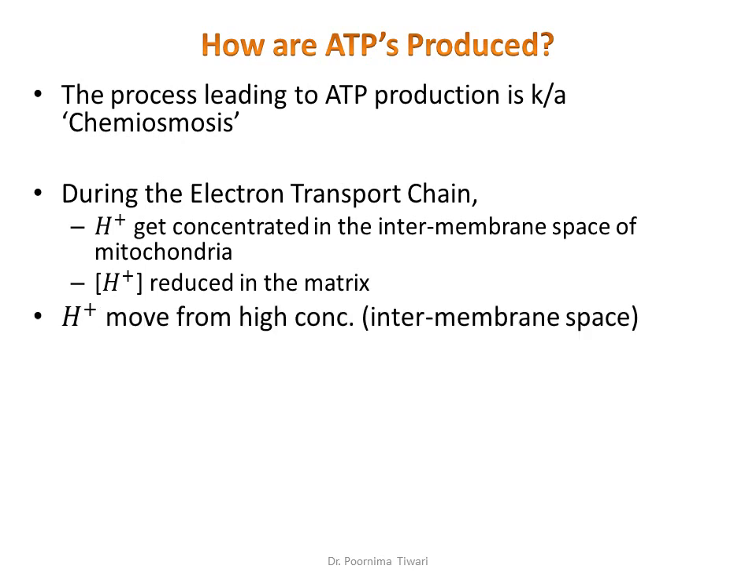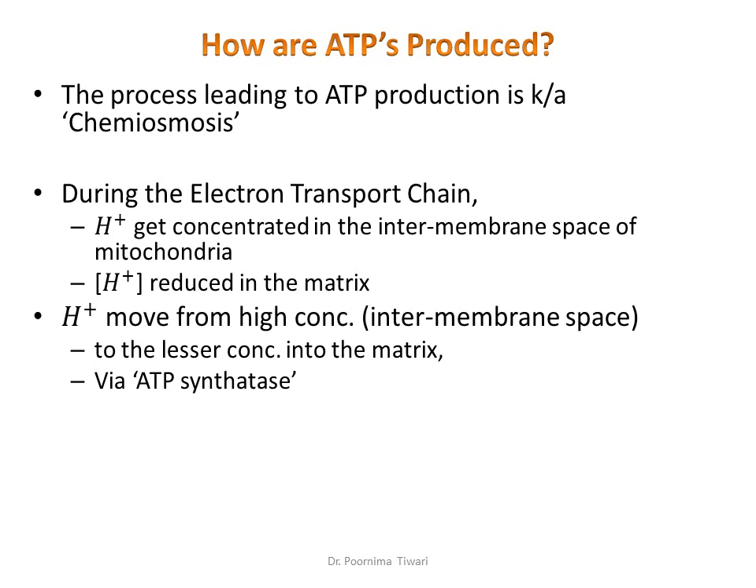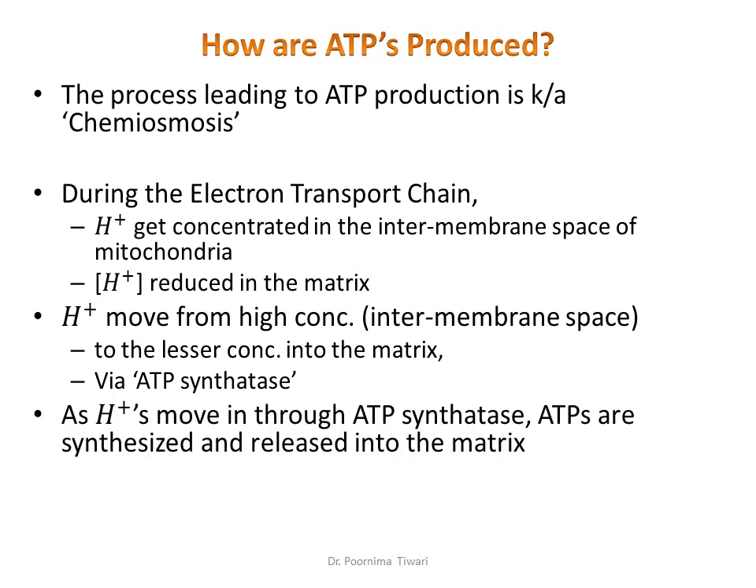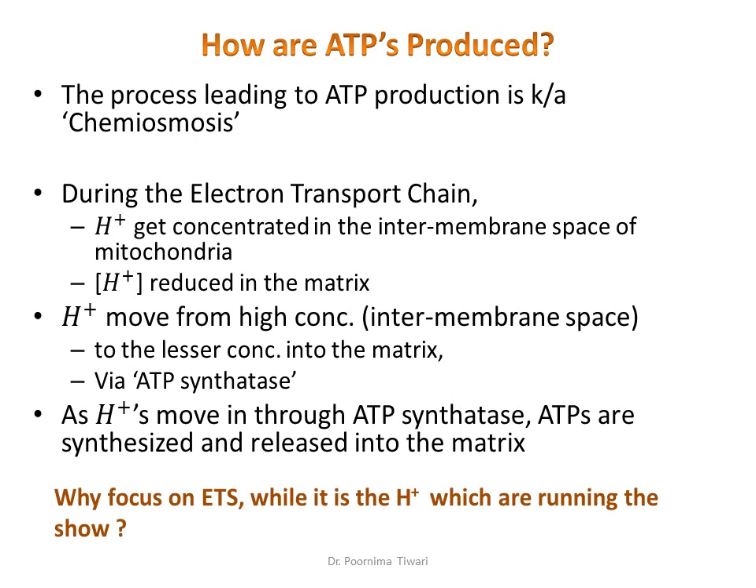So, H ions move from a high concentration area, that is the intermembrane space, into the lesser concentration area, that is into the matrix, via ATP synthetase, which forms a channel. As H ions move into the matrix through ATP synthetase, ATPs are synthesized, which are released into the matrix. You may ask a question, why then do we focus on electron transport system, while it is the H ions which are actually running the show?